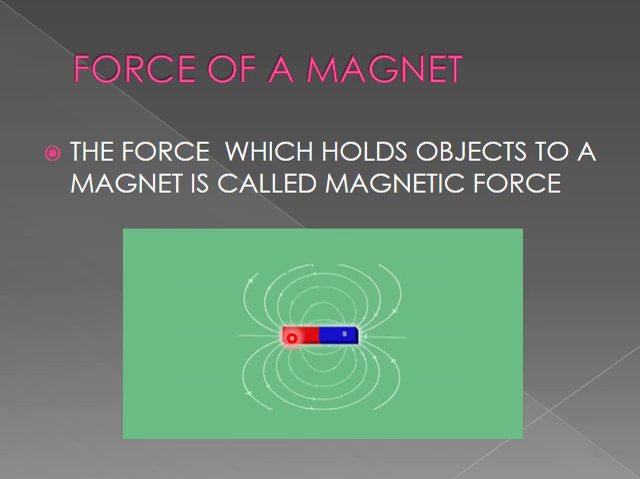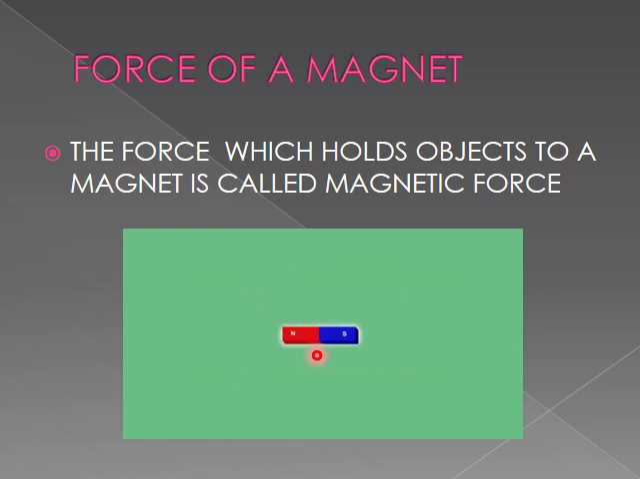Here are two poles, my dear students. One is red, you can see here. This is called the north pole, and the other end is blue in color. The blue color is the south pole of the magnet, and the red color is the north pole of a magnet.